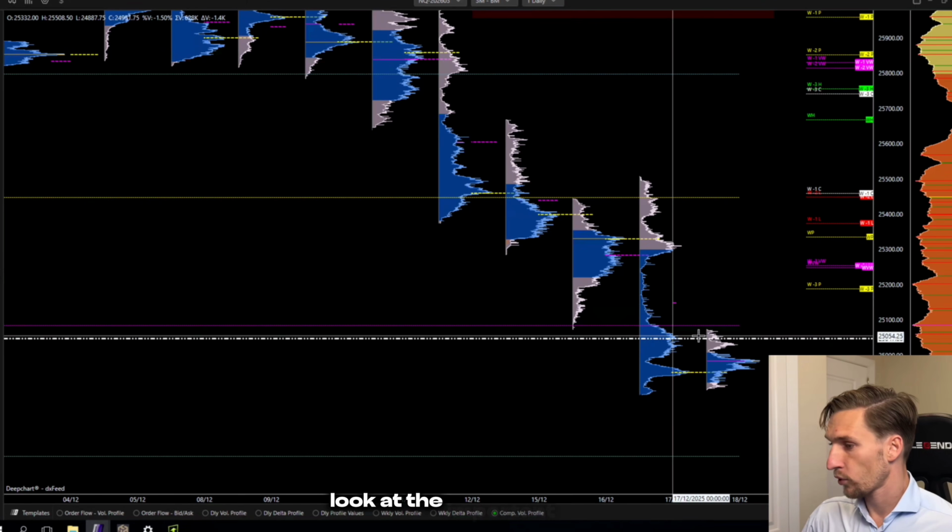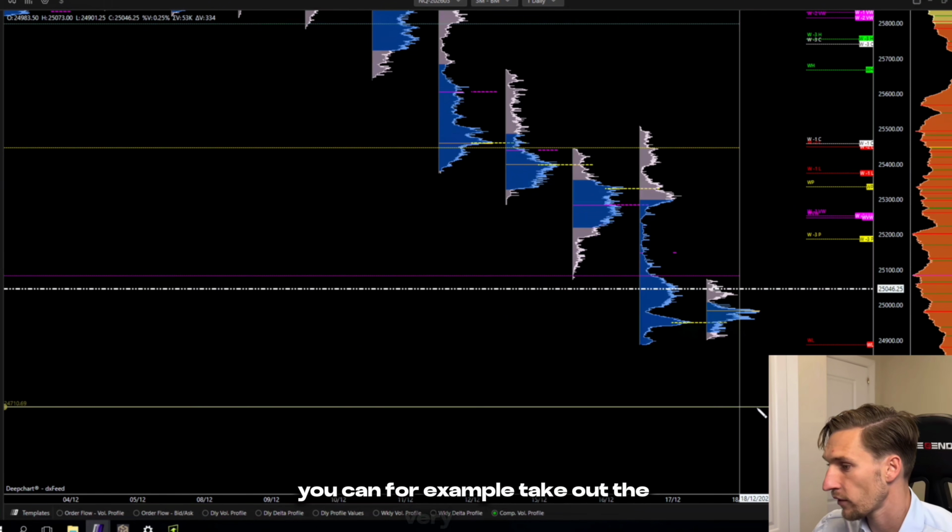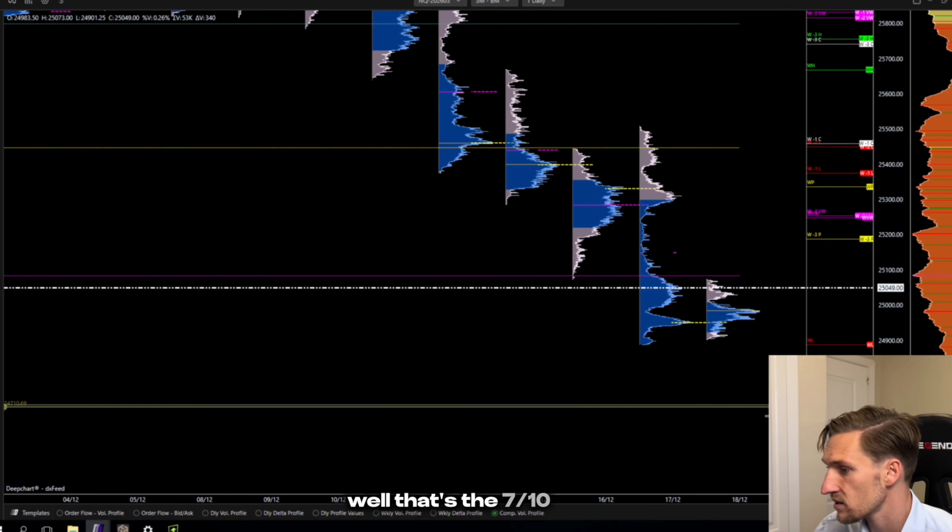So what can you do with this chart as well before you start your day? Look at the important levels. You can, for example, take out the value area low. Well, that's the 7/10 level.